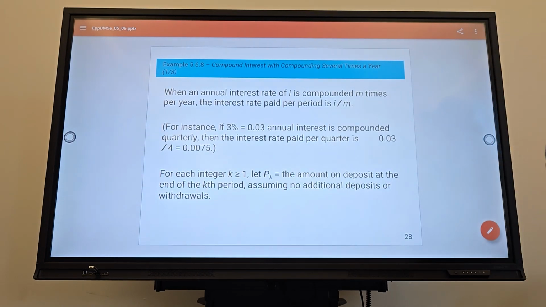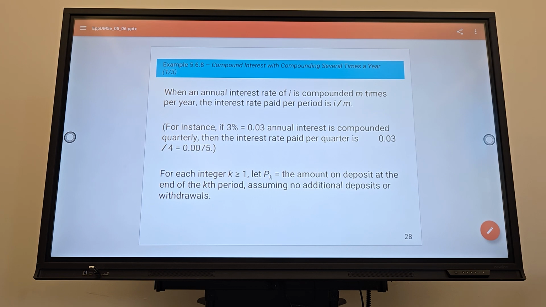When an annual interest rate of I is compounded m times per year, the interest rate paid per period is I over m. For instance, if 3% equals 0.03 annual interest is compounded quarterly, then the interest rate paid per quarter is 0.03 divided by 4, or 0.0075.